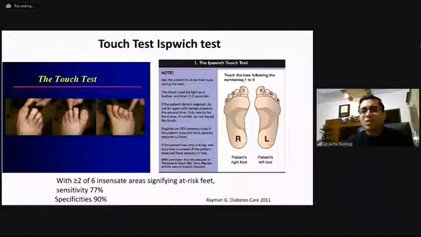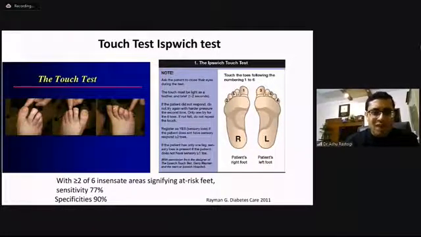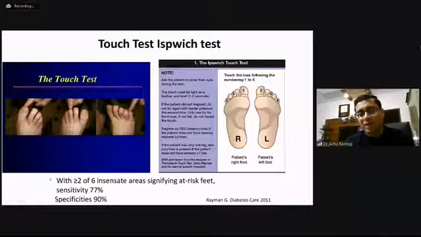You touch the 3 toes on the right foot and the 3 toes on the left foot, and you ask the patient to just say yes or no whether he can perceive your touch sensation. You can see from this photo that this is how we touch the toes of the foot, a light touch. The patient should not be able to see your finger because his eyes should be closed. And if he cannot perceive more than 2 touches, that means his foot is insensate.